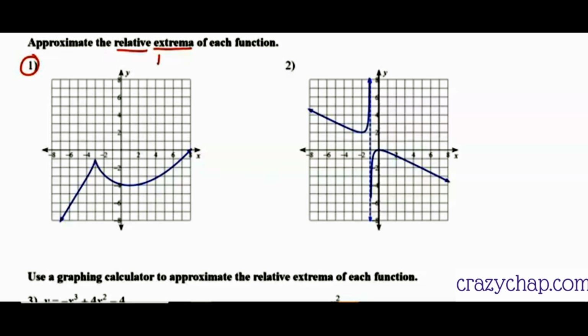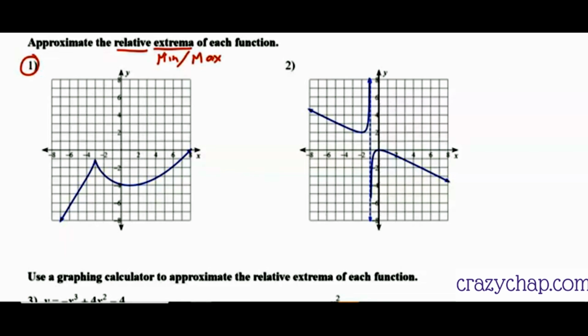Extrema means minimum or maximum, and relative means it may not be absolute, like not most minimum or most maximum. Okay, so first we understand how do we identify relative minima and relative maxima.